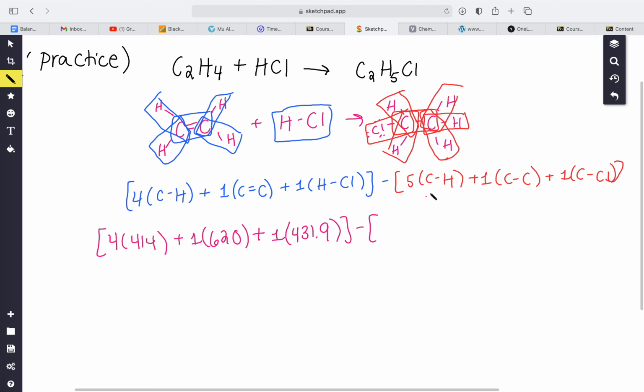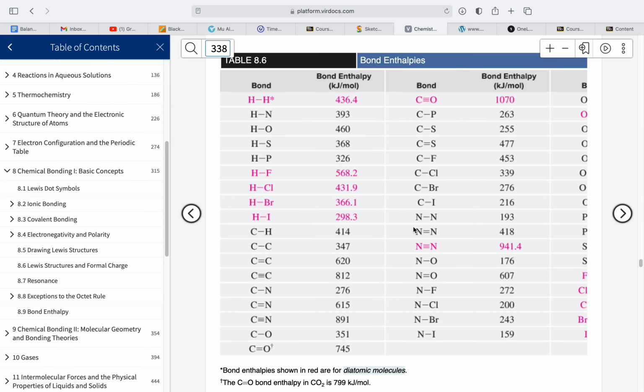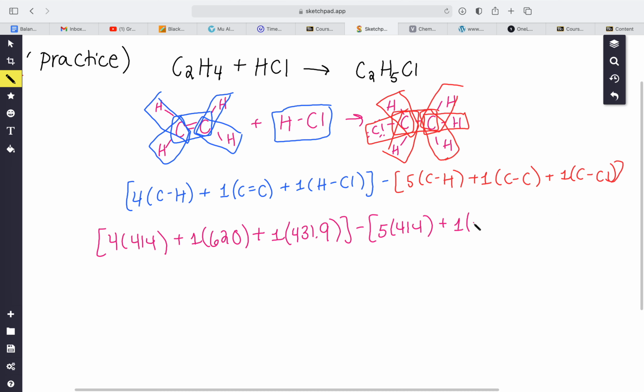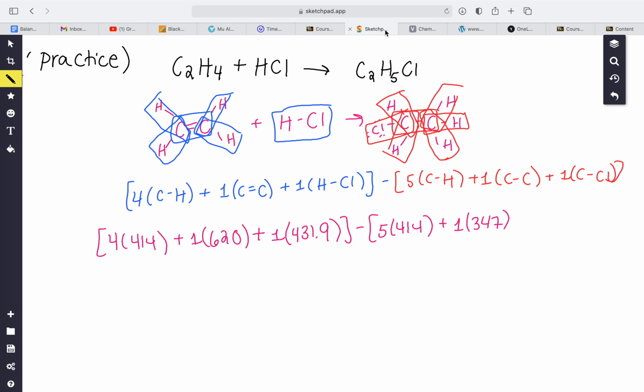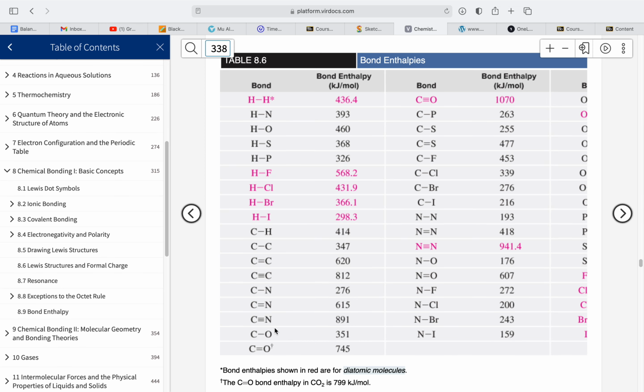We're going to subtract that from, we already know what the carbon-hydrogen one is, so I'm not going to look that one up again, 414, plus 1 carbon single bond we haven't gotten yet. Carbon-carbon single bond is 347. And then finally we're going to have carbon-chlorine. Carbon-chlorine, where are you? All right, 339.